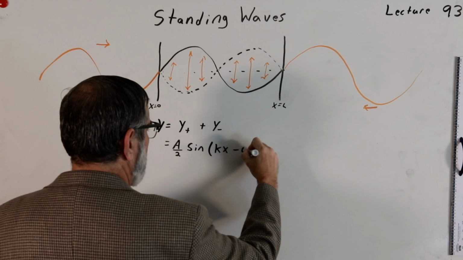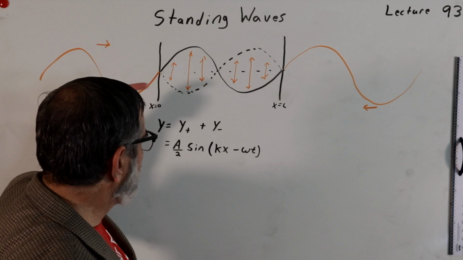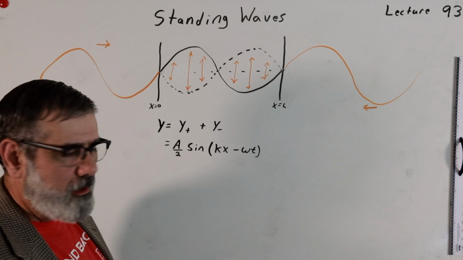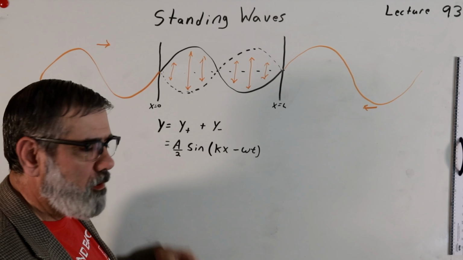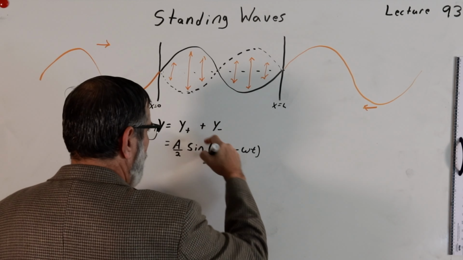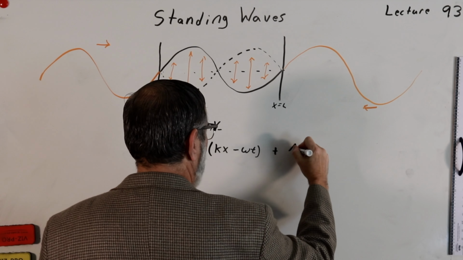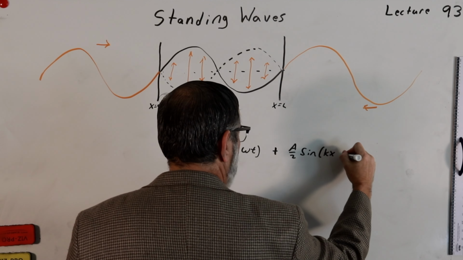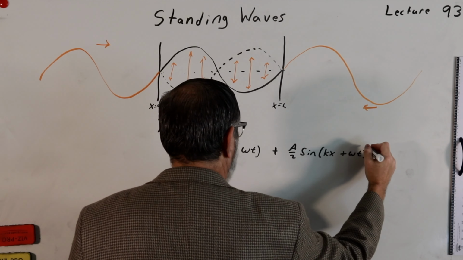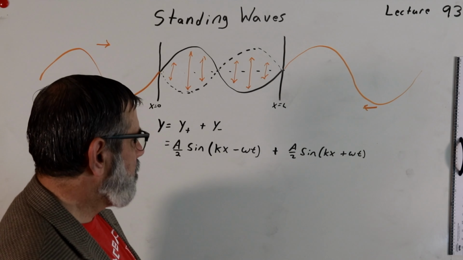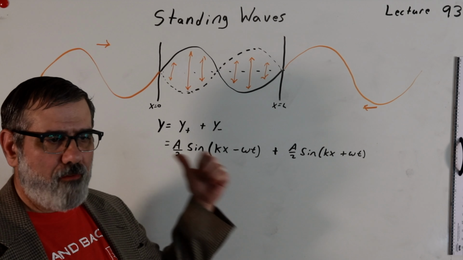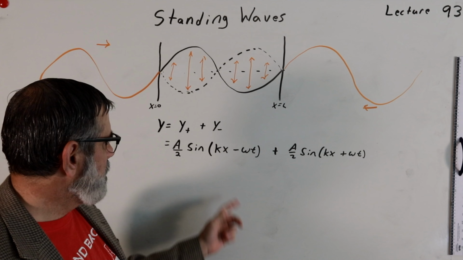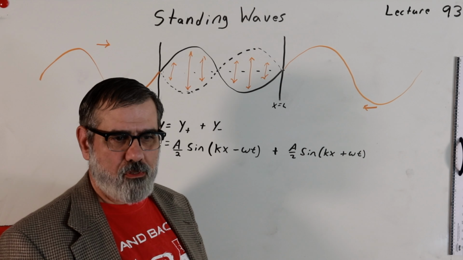kx minus omega t. So this is a traveling wave traveling to the right, okay? We've already dealt with these. We're familiar with them, right? This is a right-going traveling wave. And then y minus is going to be a over 2, same amplitude, sine of kx plus omega t. And the plus omega t is what makes it a left-going traveling wave, okay? So a standing wave is a superposition of 2 oppositely directed waves, okay?